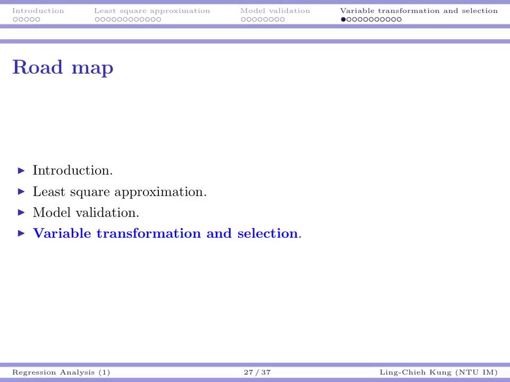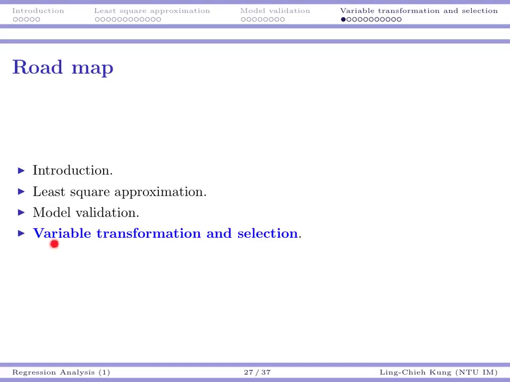Okay, so now we have least square approximation that helps us to find coefficients for a given set of independent variables. And once we have a formula, we have some ways to validate that formula, right? So we're pretty good. Now we're going to introduce one more thing.